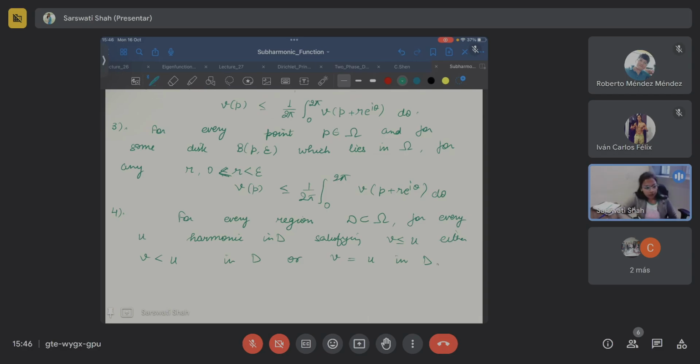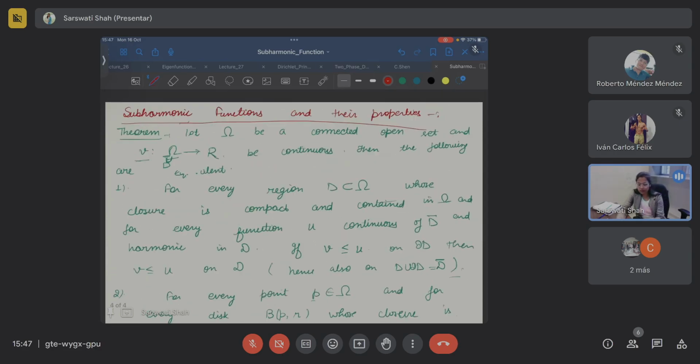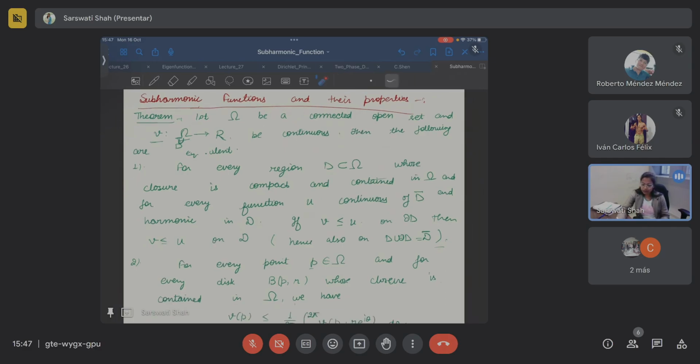So when we have some theorem in which we have to prove that all the points are equivalent, what is the starting point? If there are 4 points and we have to prove that these 4 points are equivalent, we prove in this way that the first point implies the second one, implies the third one, implies the fourth one, and again in a round circle the fourth one implies the first one. So this is the definition of the harmonic function. This is the definition of the subharmonic function.